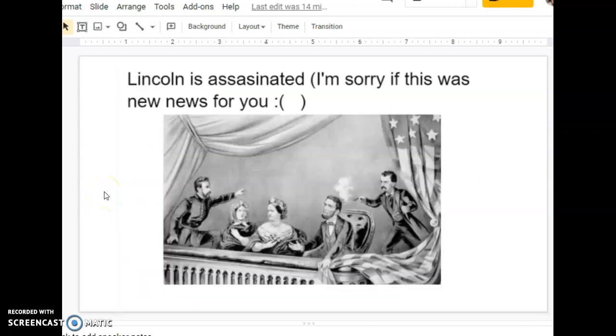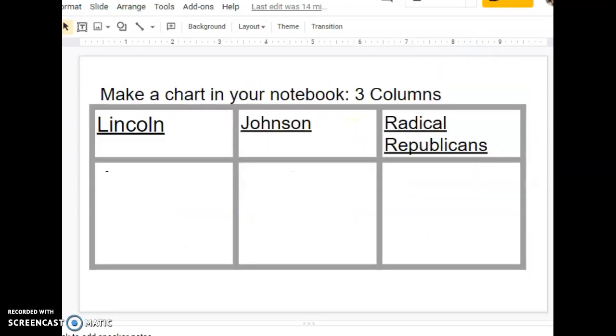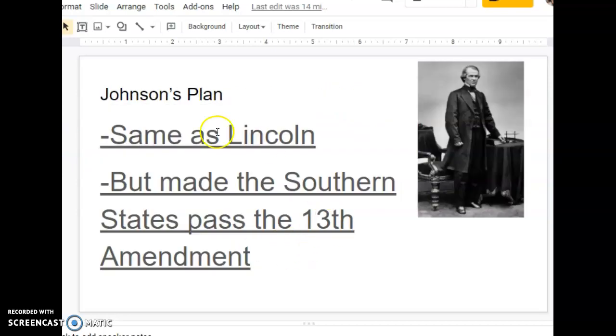As you know, Lincoln is assassinated. I told you 4 days after the Civil War in class, but it's actually 5 days after the Civil War. He was sitting in a play, and John Wilkes Booth, who was a Southern sympathizer, assassinates him and shoots him. So his VP becomes the leader, and that is Andrew Johnson. And Andrew Johnson, again, is a Southern pro-slavery Democrat. His plan that you're putting into the chart is pretty similar to Lincoln, so you can say same as Lincoln, except he's going to make the Southern states pass the 13th Amendment, so officially ban slavery in the Constitution.